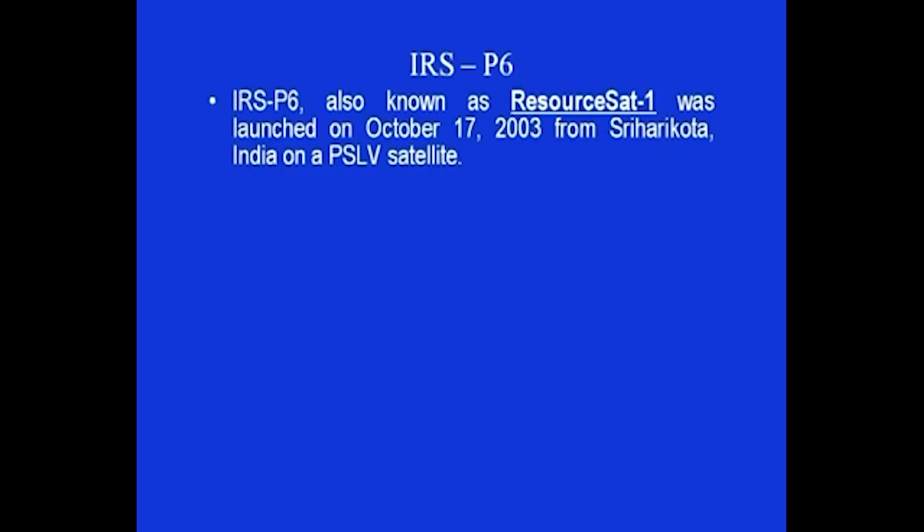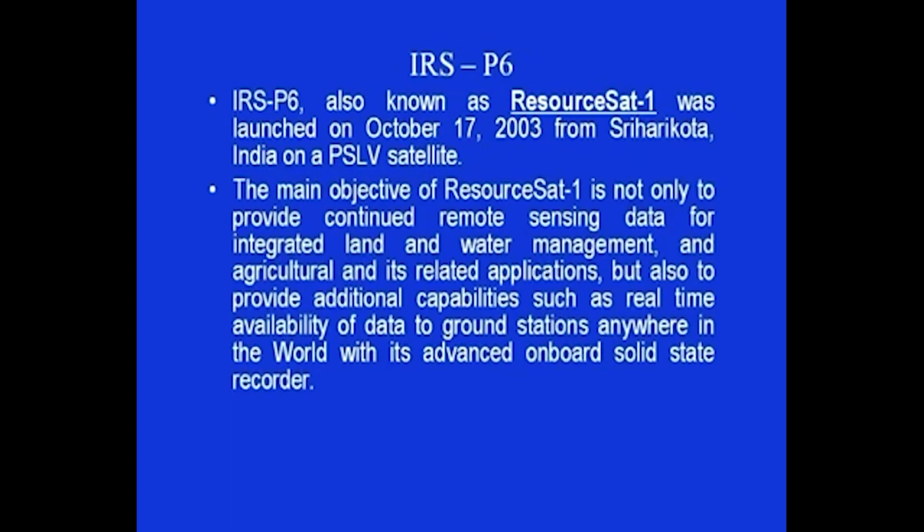The next satellite which was launched was IRS P6, also known as ResourceSat-1, and was launched on October 17, 2003, again from Sriharikota using a PSLV launch vehicle. The main objective of ResourceSat is not only to provide continued remote sensing data for integrated land and water management and agriculture and its related applications, but also to provide additional capabilities such as real-time availability of data to ground stations anywhere in the world with its advanced onboard solid-state recorder.